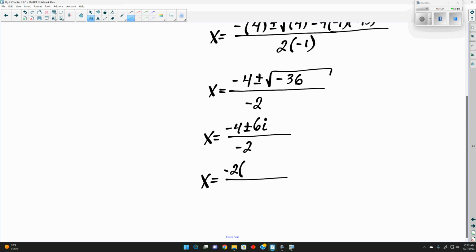Now if I factor a negative 2 out of negative 4, we're left with positive 2, yes? Now with the 6, if I factor a 2 out, I get 3, we'll still have i, yes? Now what was in front of the 6, the plus or minus, yes? So if I pull a negative out, the plus becomes minus, yes? But what happens to the minus?